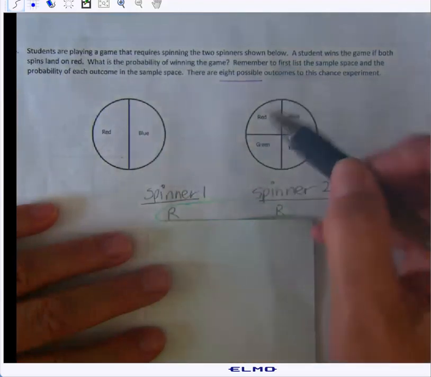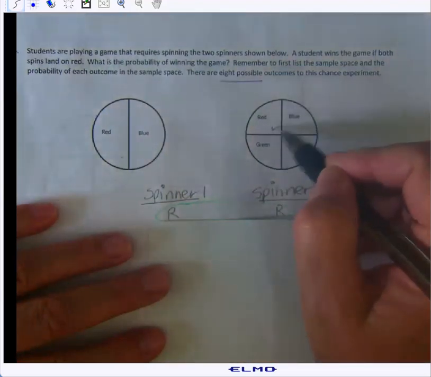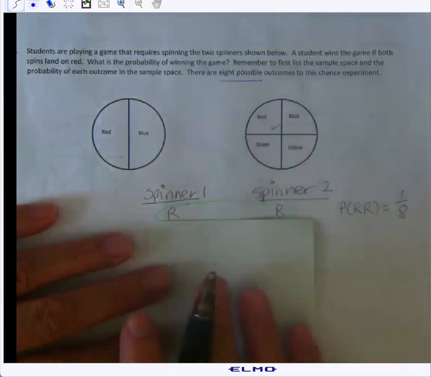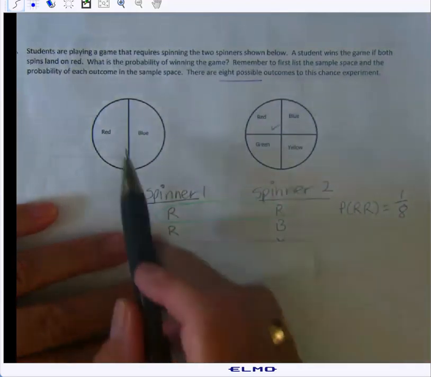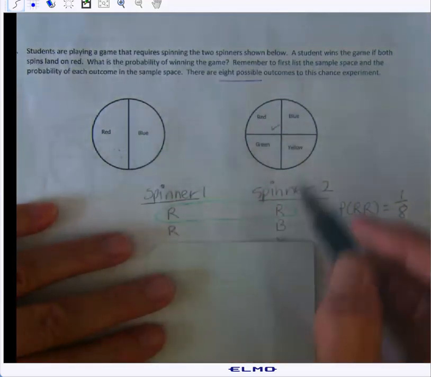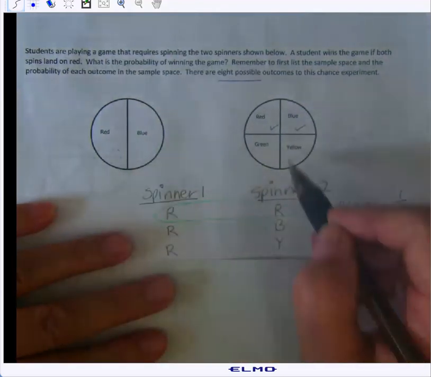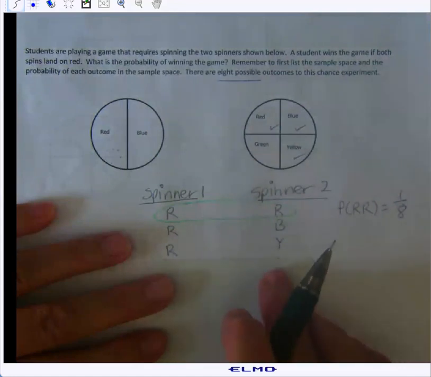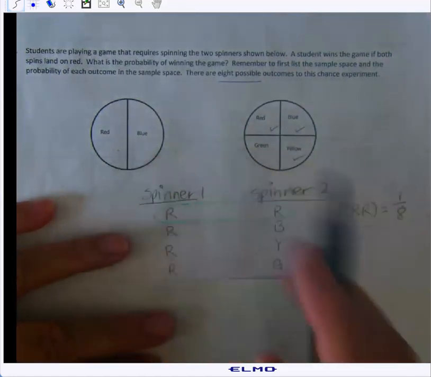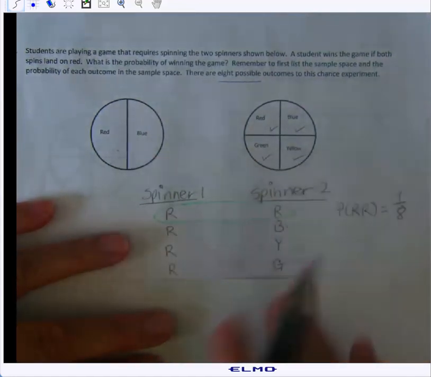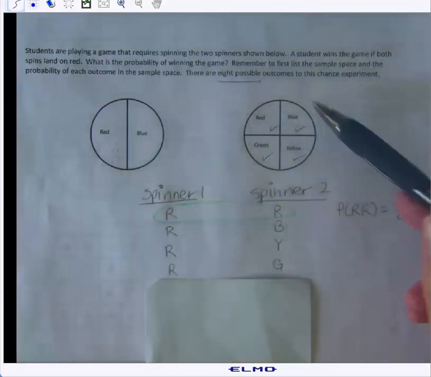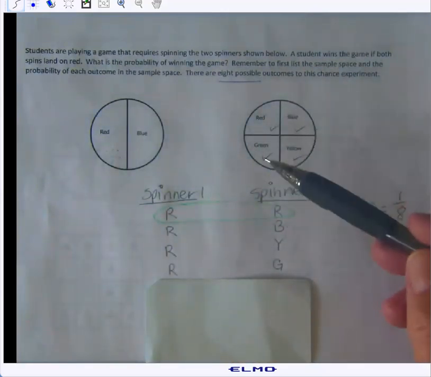And this is where you need to be methodical. It could land on red. There's my red for the second spinner. Still on red for the first spinner. It could land on blue. Still on red for my first spinner. It could land on yellow. Second spinner could land on yellow. Still on red for my first spinner. It could land on green. Now, are there any more ways for the second spinner to land?